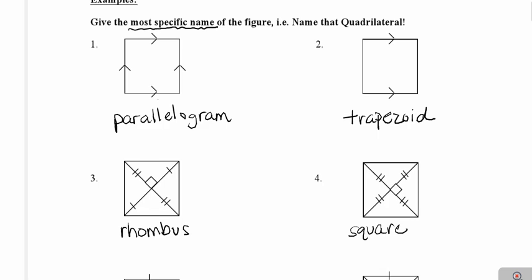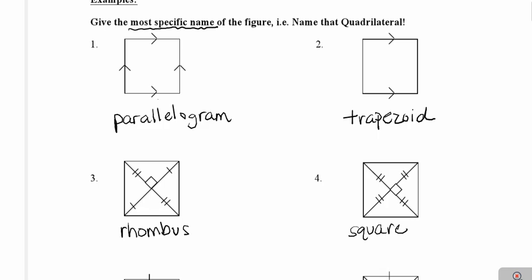For number 3, we know the diagonals bisect each other, so that would make it a parallelogram, but we also know that the diagonals are perpendicular. So because they are perpendicular bisectors, the most descriptive name for that quadrilateral would be a rhombus. So if you put parallelogram, technically you're right, but you didn't give the most descriptive name, and that's what I'm looking for here.